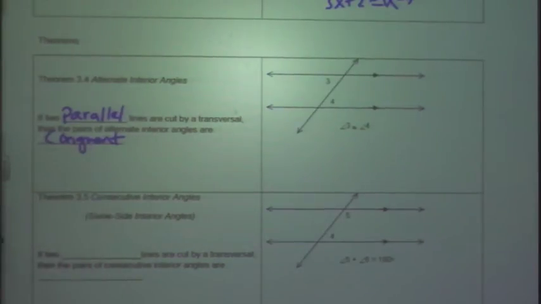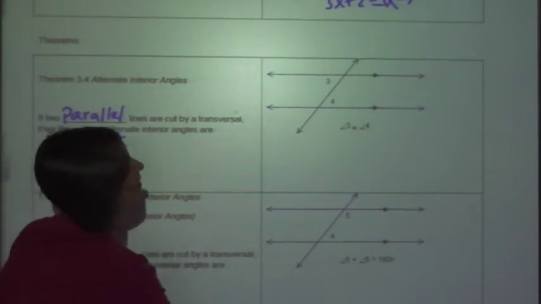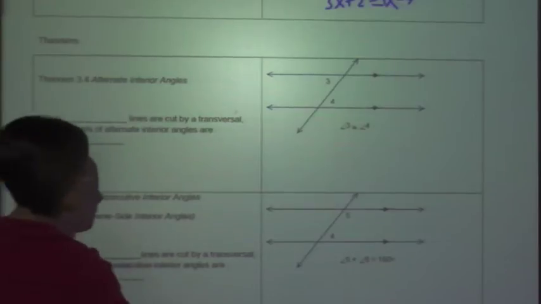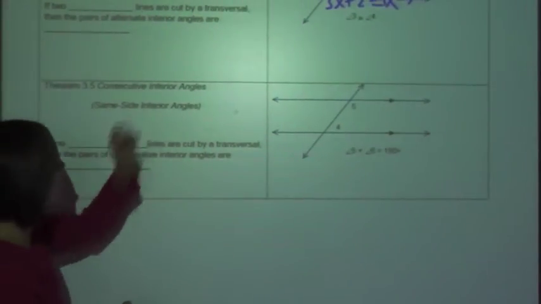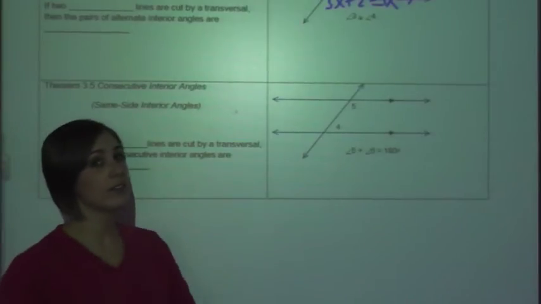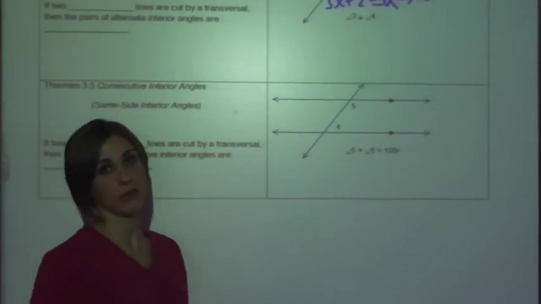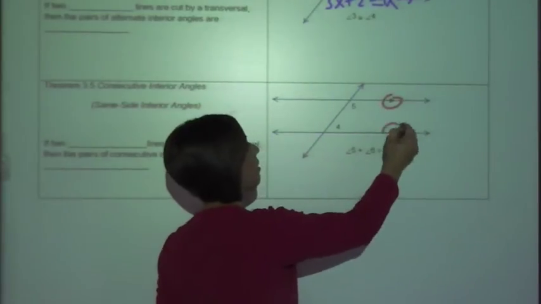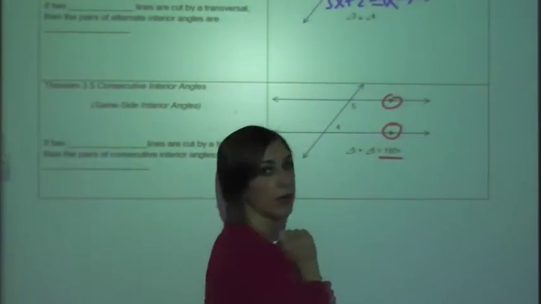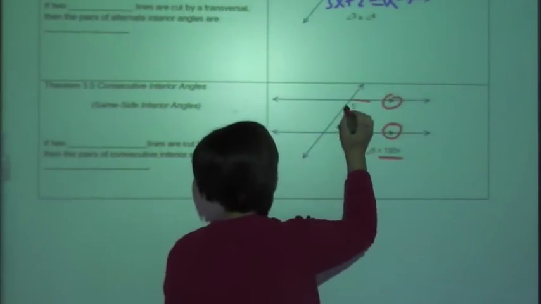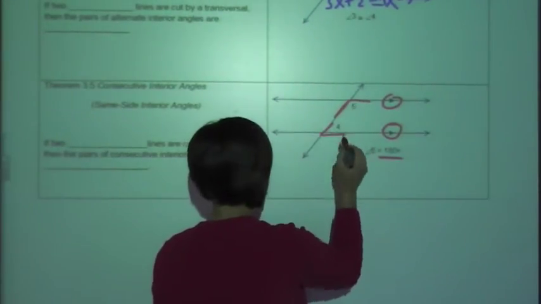All right, the next one, this is the one that's going to be different, and this is the one that is notoriously messed up all the time, and that is the consecutive interior angles. Consecutive interior angles are not going to be congruent when these two lines are parallel. They're going to have a relationship of supplementary. So even look at the angles. This angle 5 and this angle 4.